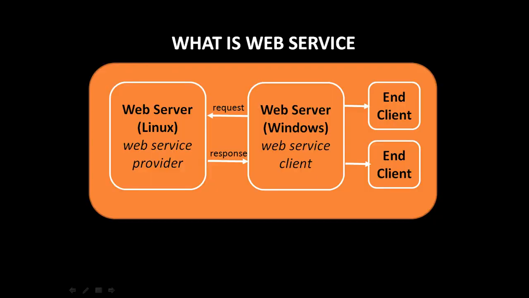For example, a web server running on Linux may provide a web service to a web server running on Windows, which then uses the received data in its user interface to end users. For this to happen, the client sends a request to the server, and the server sends a response back to the client. Next, in web services basics, let us see the advantages of web services.